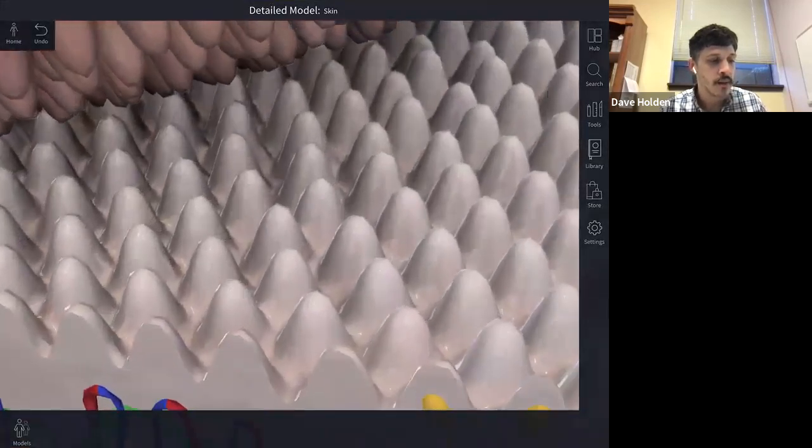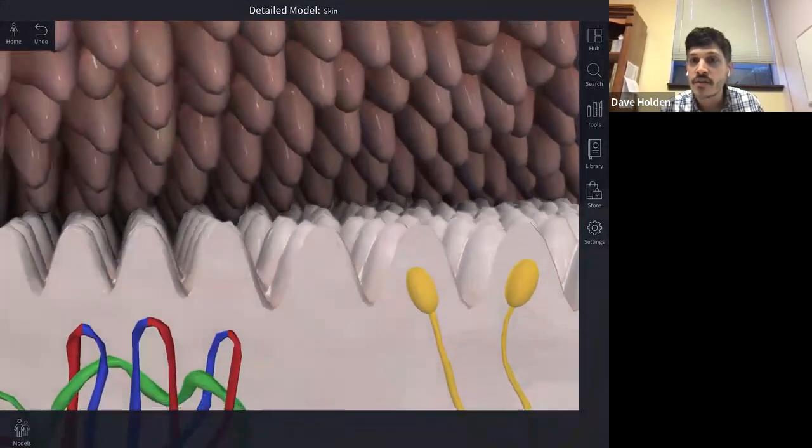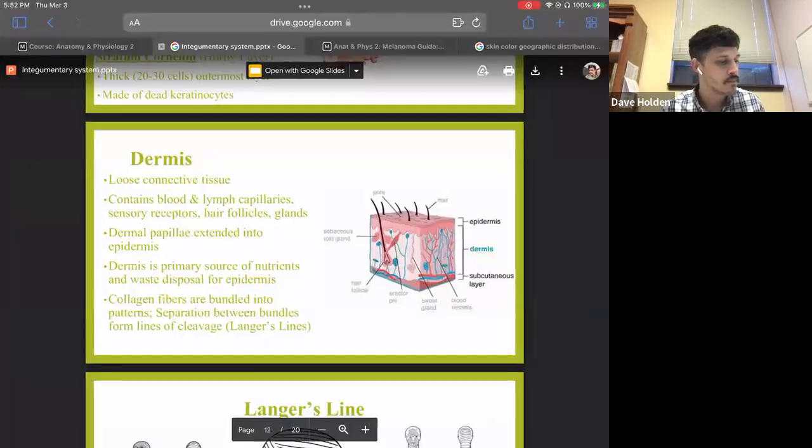These, the dermal papillae. All the slide is saying is those mesh with those. That's the whole thing the slide just said. Dermal papillae extend into the epidermis. They lock together like that.